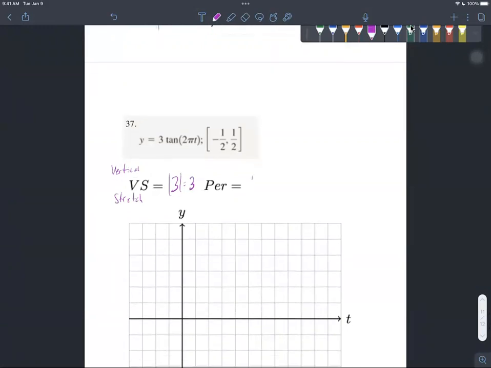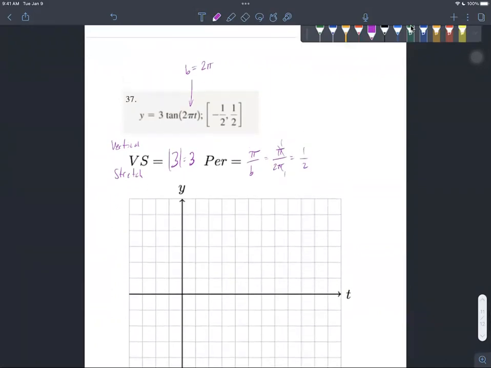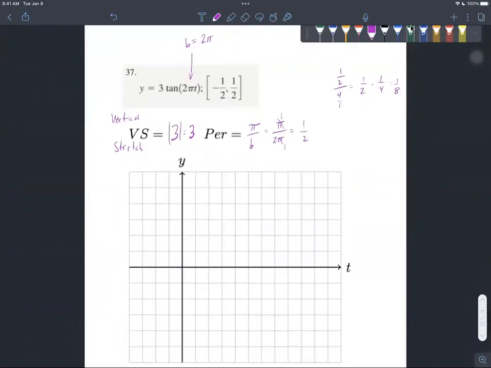The period we said is pi over b. In this case, b is what? B is 2 pi. It's the value in front of the variable inside of the function. B is equal to 2 pi. And so we get pi divided by 2 pi. If these cancel, we get 1/2. A period is 1/2 unit in length. And so if we divide this by 4, what's 1/2 divided by 4? This is 1/2 times 1 over 4, and this is 1/8. And so we're going to go in eighths in this case.